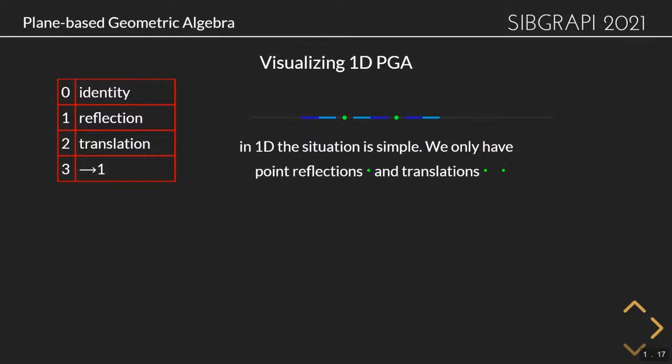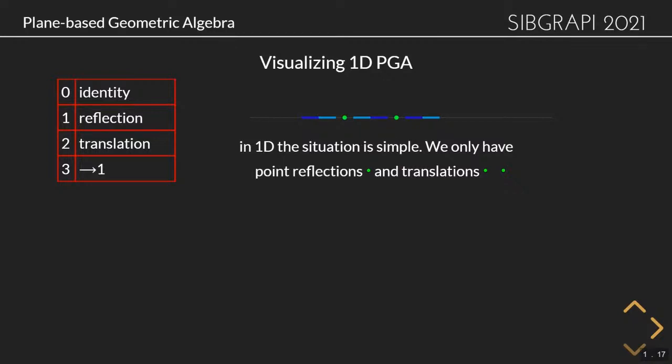When we have 1D PGA, that's of course a very simple space. And as far as transformation goes, we only have two things we can do. We can reflect in a point. This thing gets reflected over here. And if we do two point reflections, then what we get is a translation. And that's it. As soon as you do three, you can simplify it back down to a single reflection.